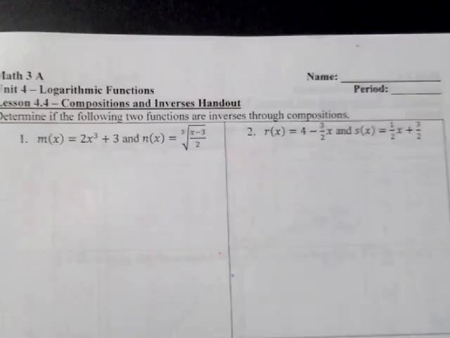By the way, to prove something's a composition, you want to check both orders. But if the first composition fails, you don't need to check the second one. So it has to work twice to say yes, they're compositions, but it only has to fail once to say no, it's not. Sorry, not an inverse. So, yes.